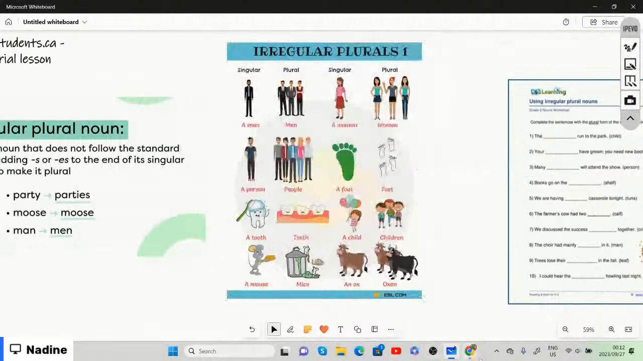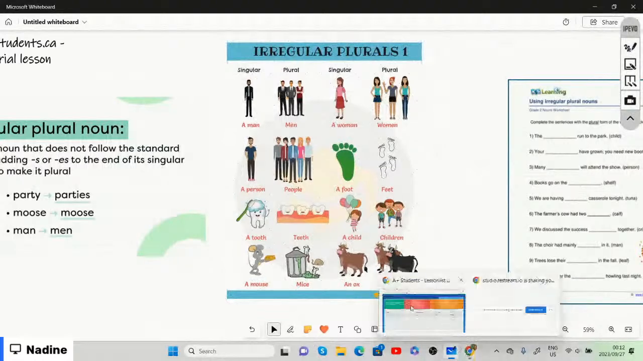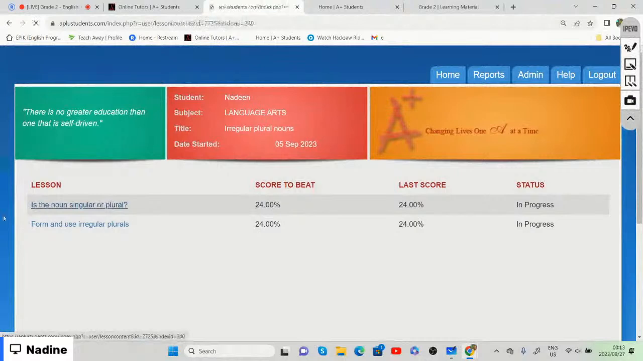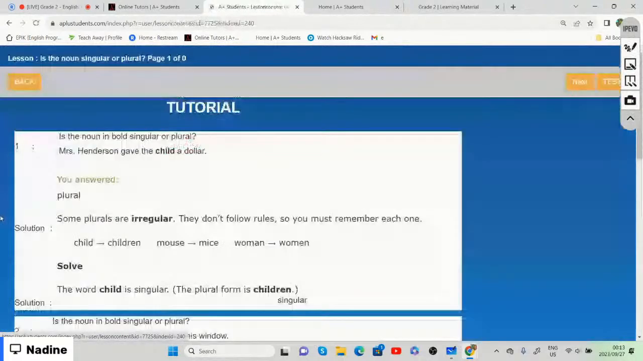All right. Before we go on to these pictures, let us go to our tutorial page on aplusstudents.ca. Our first lesson is: is the noun singular or plural? So we're going to have to identify if the noun is singular or if it is plural. Plural means more than one. Or we could say two or more.